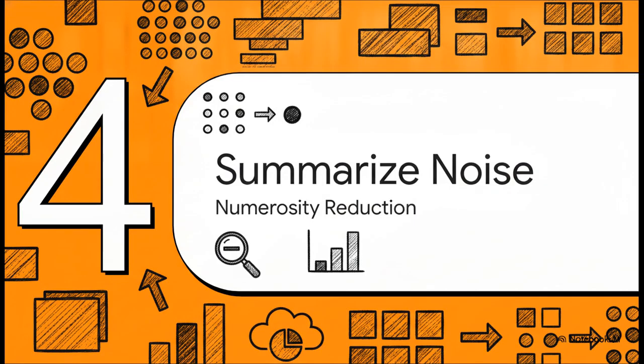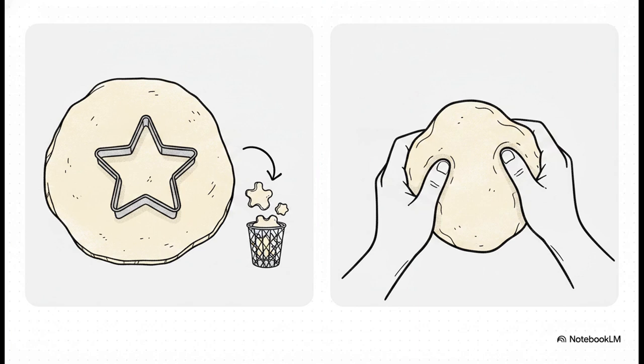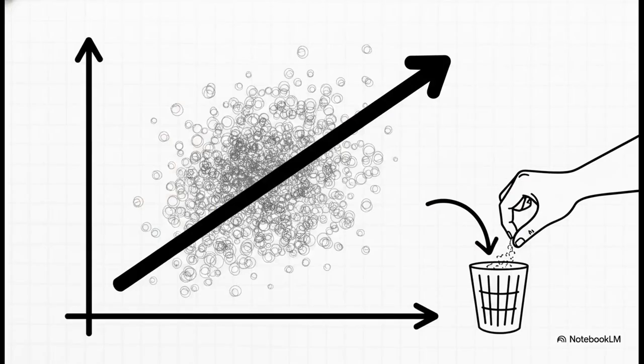Okay, on to step 4, summarizing the noise. This step is actually known as numerosity reduction, where we reduce data volume by choosing alternative, much smaller forms to represent our data. And we have two main families here. Parametric methods assume the data fits a certain mathematical model. You figure out the parameters of that model, store only those mathematical rules, and literally discard the actual raw data. Non-parametric methods, on the other hand, don't assume a strict math model to start with. Let's look at parametric methods first.